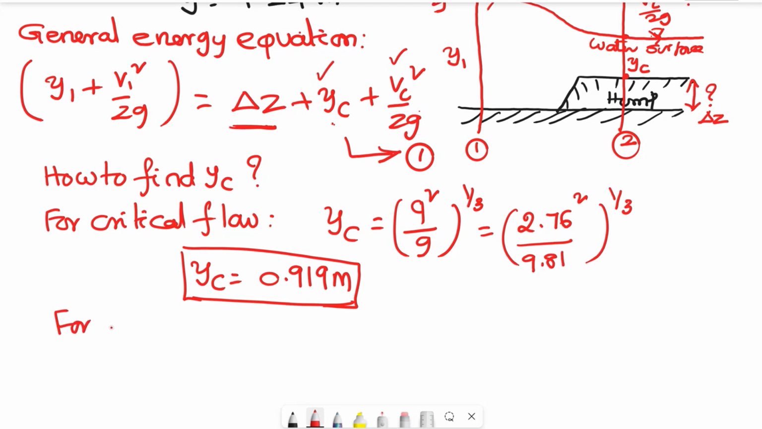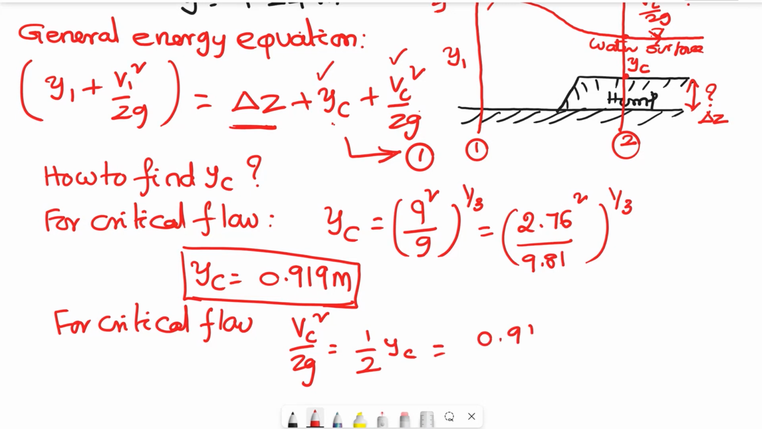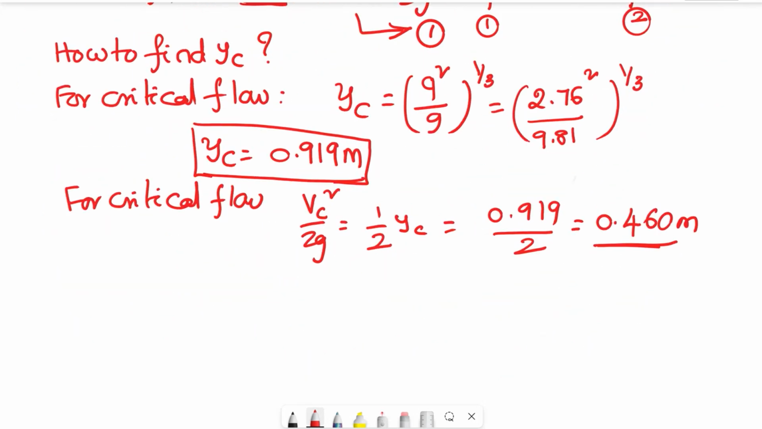Further, you know, for critical flow, Vc square by 2g is equal to half of yc. Therefore, it is 0.919 by 2, which is equal to 0.460. So two things are over. So let us move now.